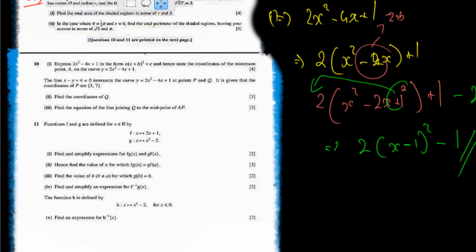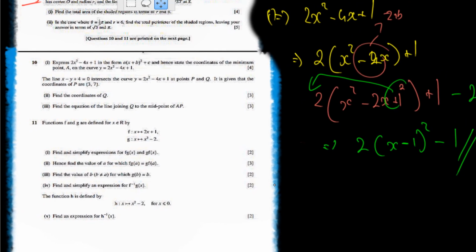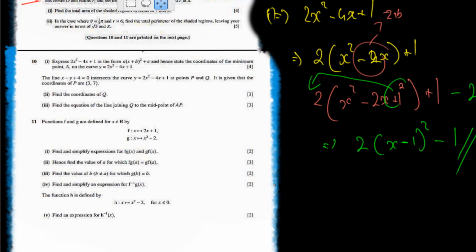I'm just using the completing square method. There's another method of completing square. If you do that, you'll get the same answer. So if you want, you can try that out too.